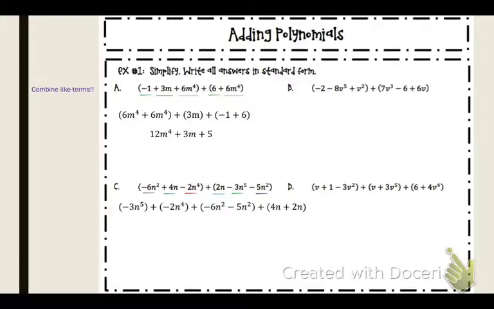So 4n and 2n, we're going to combine those two. Then again, we just finish simplifying this out, and you end up with -3n to the 5th minus 2n to the 4th minus 11n squared, because -6 minus 5 is -11, and then plus 6n, because 4 plus 2 is 6. You're all done. Okay, these should be pretty straightforward. Really, all you're doing is combining like terms.